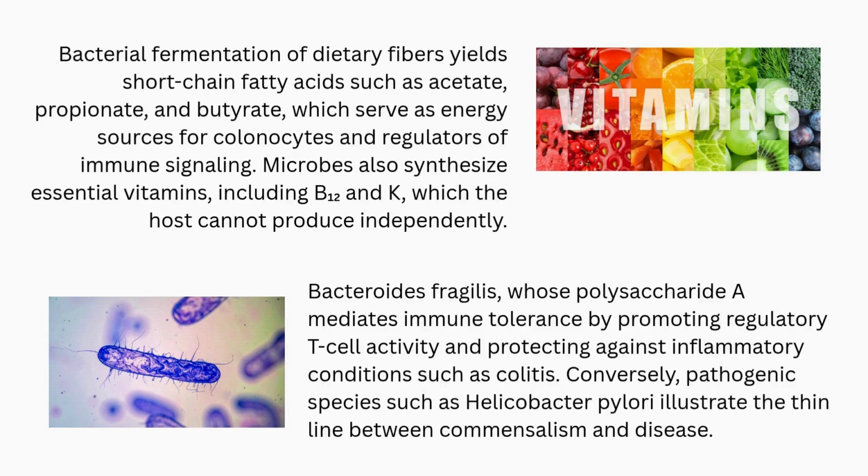A notable example of symbiotic regulation is Bacteroides fragilis, whose polysaccharide A mediates immune tolerance by promoting regulatory T cell activity and protecting against inflammatory conditions such as colitis. Conversely, pathogenic species such as Helicobacter pylori illustrate the thin line between commensalism and disease. This proteobacterium, transmitted orally among family members, can colonize the stomach lining, leading to ulcers and gastric malignancy.